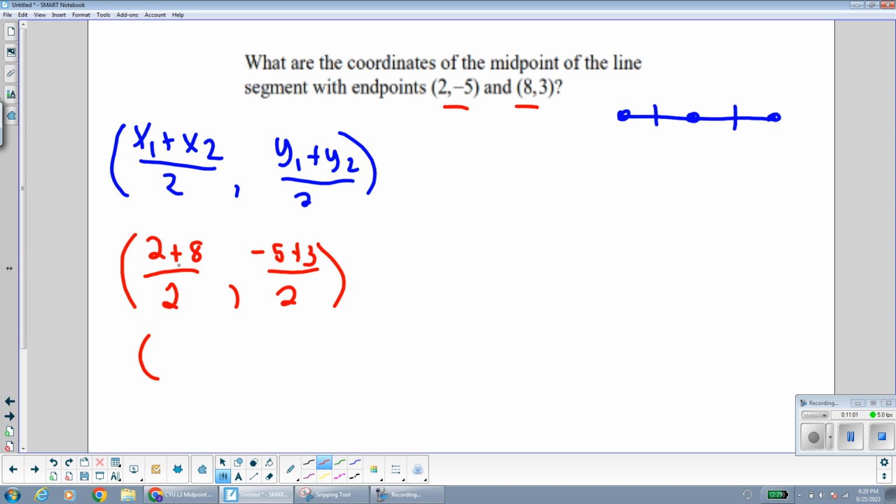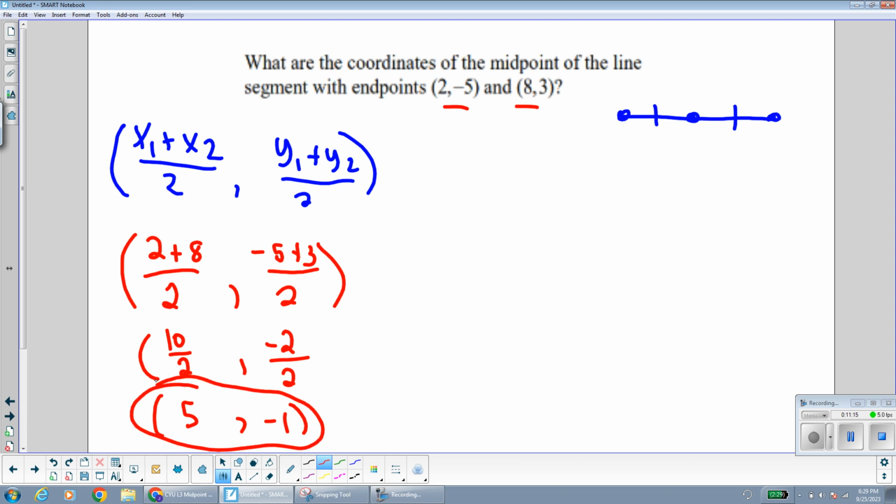So that would be 10 over 2. And 10 over 2 is 5. And this would be negative 2 over 2. And negative 2 over 2 is negative 1. So the midpoint of the line segment here would be 5, negative 1.